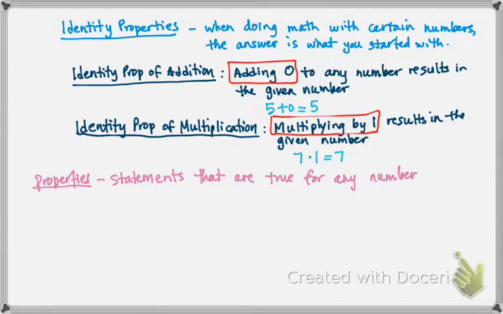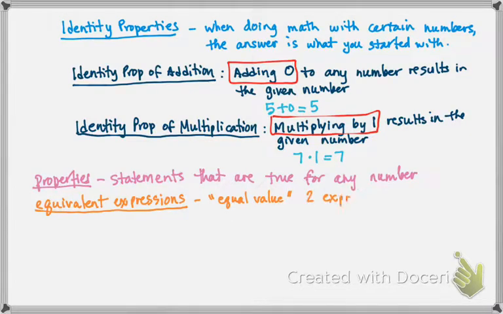Okay? All right, so then I have one last word for us, and we've used this idea, equivalent, equal value. So equivalent expressions, so expressions are written versions of English turned into math. So these are going to be, again, equal value is how we translate equivalent. So these are two expressions. They could be numerical or they could be algebraic. Two expressions that have the same value.